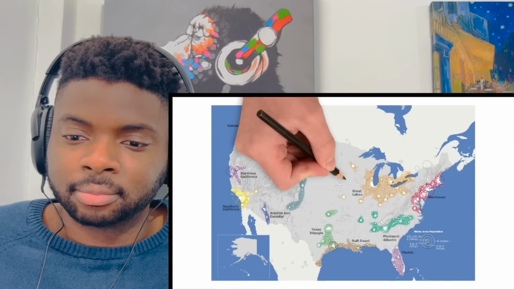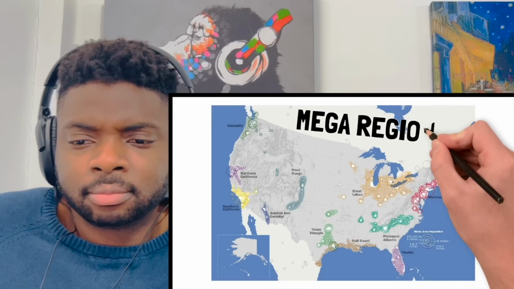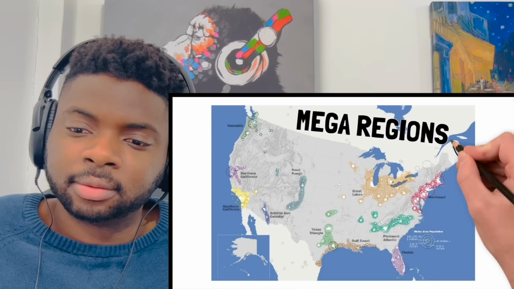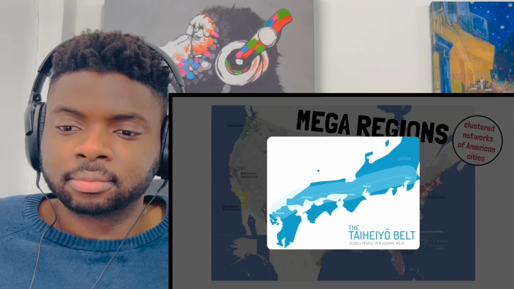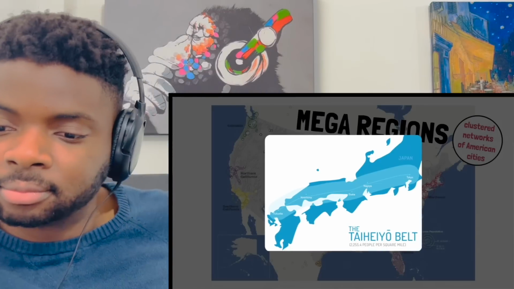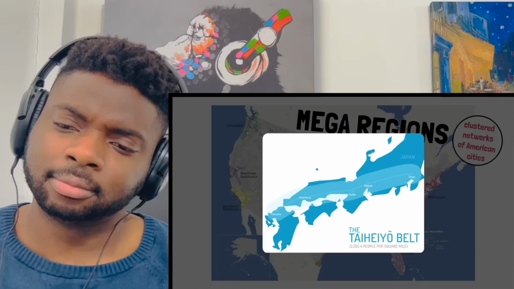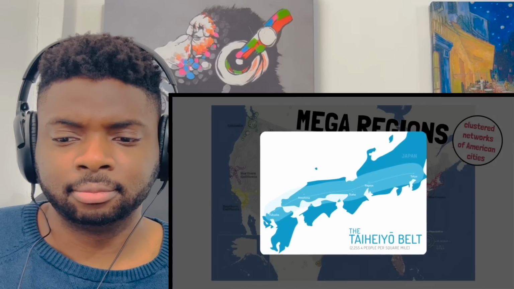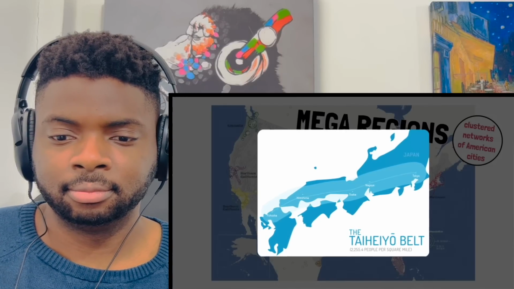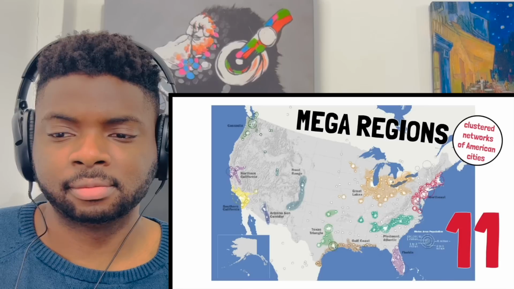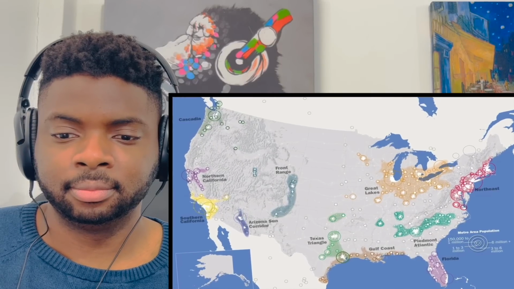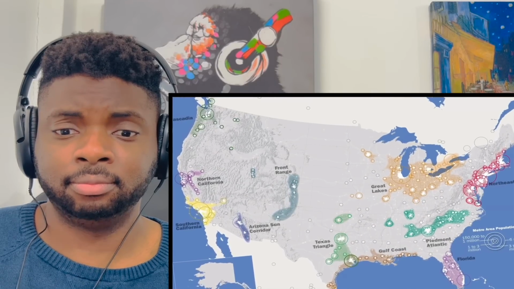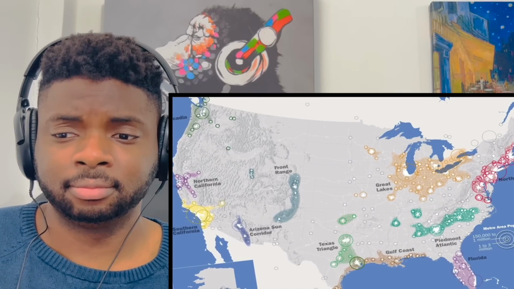The next map is about megaregions. But what is a megaregion? In the US, megaregions are clustered networks of cities, similar to what happens in Japan with their megalopolis or the Taiheiyō Belt, which connects various cities. It's literally that. Urban centers that are so big that they end up connecting with each other. In the US, there are 11, according to this map, and they are estimated to contain a total population of over 237 million people. About two thirds of the entire country lives in these 11 areas.